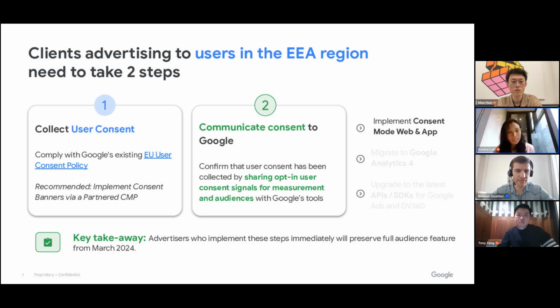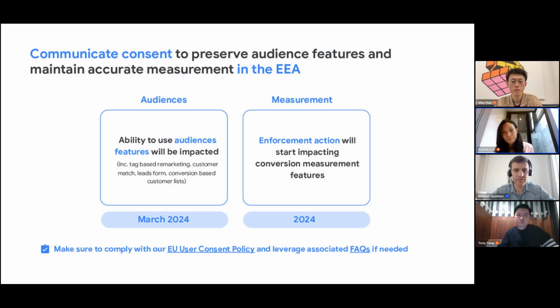So as we move on to the next slide, I would also like to stress the implication of not properly collecting and communicating consent to Google, to ensure that advertisers have continuity in terms of audience and measurement features. So from an audience capability standpoint, if advertisers do not do that, any tag-based remarketing efforts will no longer be applicable from March onward.